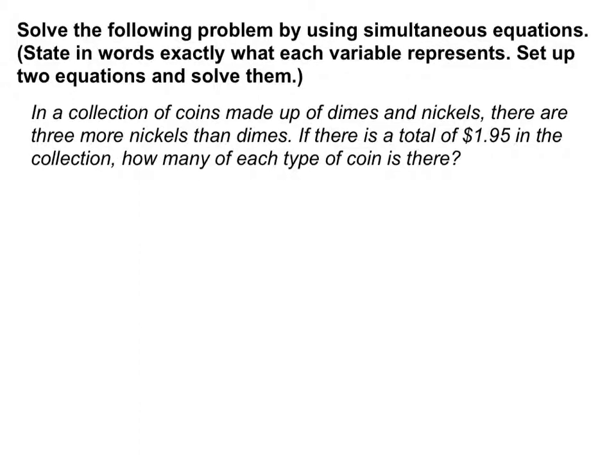Solve the following problem by using simultaneous equations. State in words exactly what each variable represents. Set up two equations and solve them. In a collection of coins made up of dimes and nickels, there are 3 more nickels than dimes. If there is a total of $1.95 in the collection, how many of each type of coin is there?